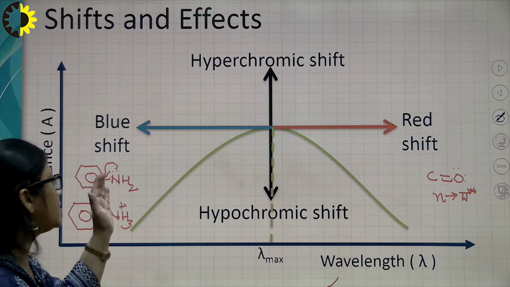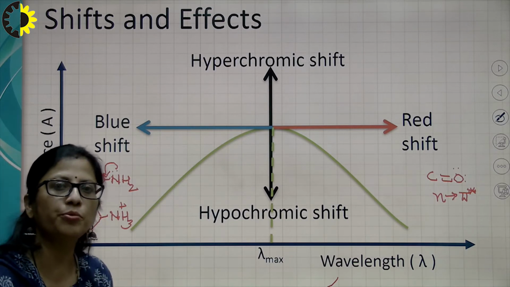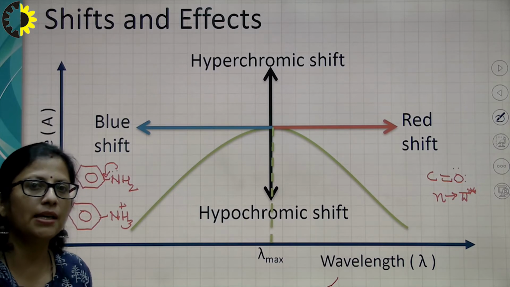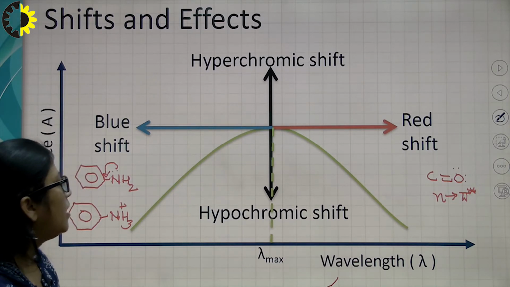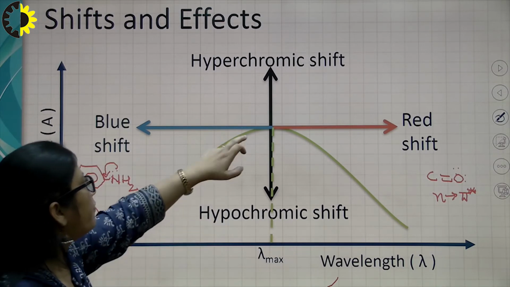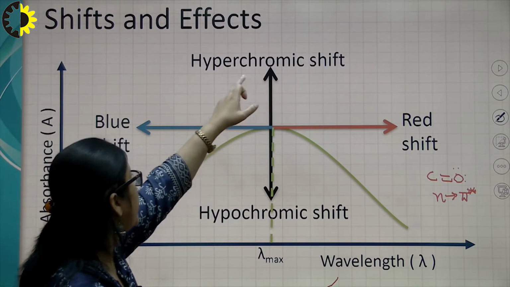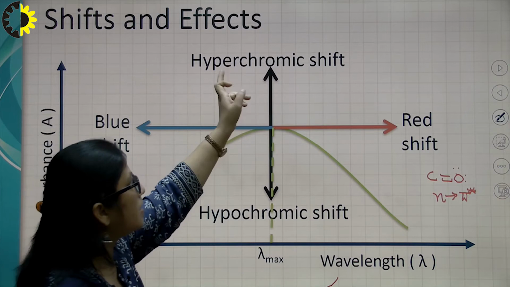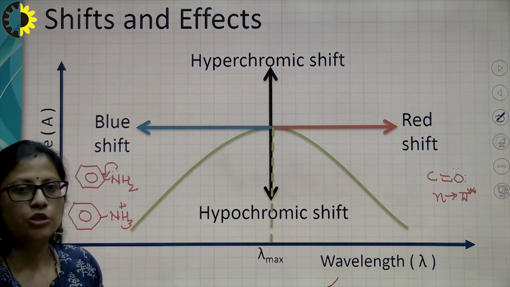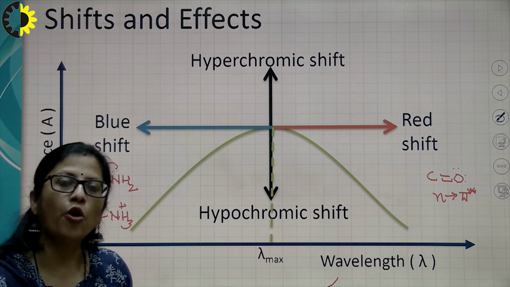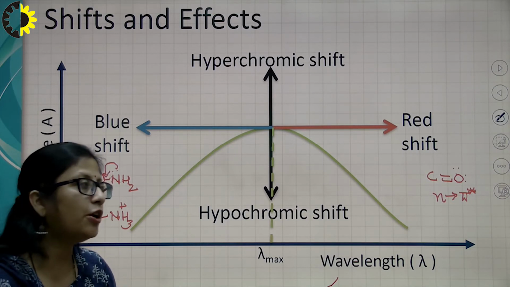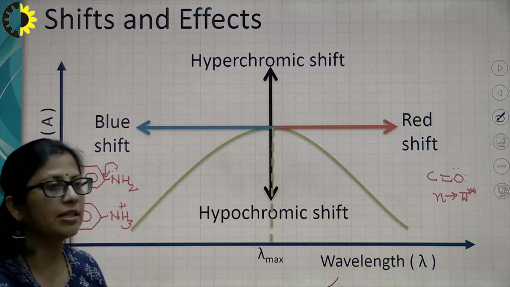Therefore, this type of absorption shifts towards the shorter wavelength side or the higher frequency side. Then, there are two absorption shifts. If my absorption intensity gets increased, it is known as the hyperchromic effect. Generally, the presence of auxochromes increases the intensity. If I add auxochromes, then this effect is seen.